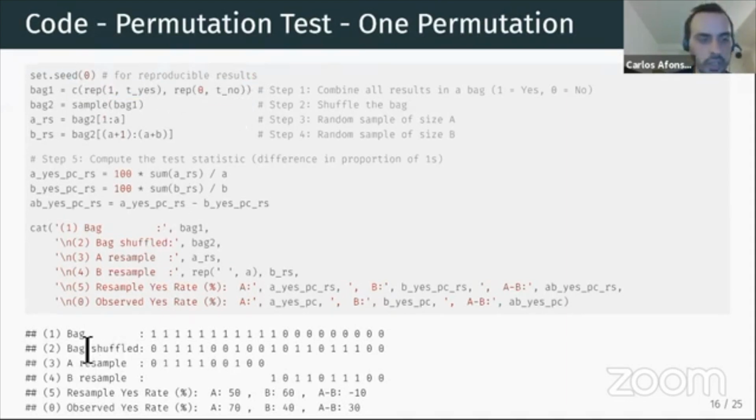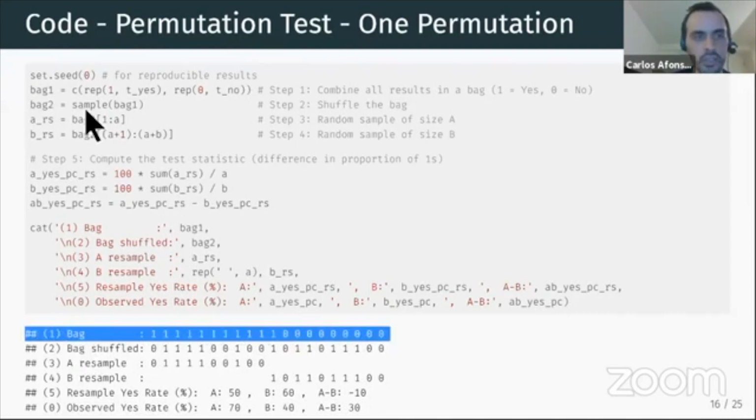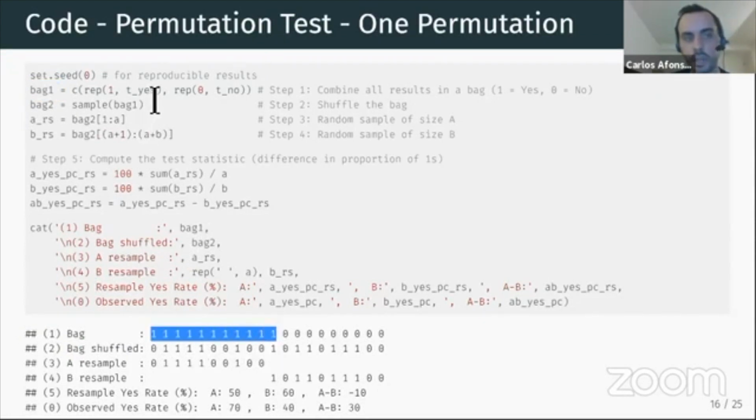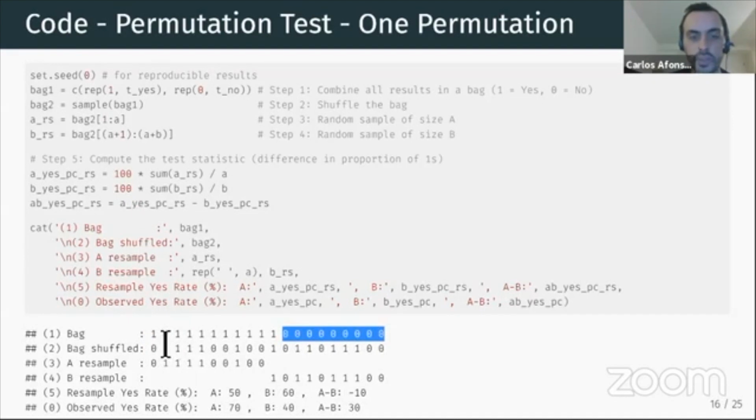Okay, and you can actually see here what's bag 1. Step 1, I'm printing it here, is a sequence of 1s, actually 11 1s, because that's the number of yeses, followed by a sequence of 9 zeros. So bag 1 is just a vector of 1s and 0s. The number of 1s and the number of 0s is determined by the A/B test result, the combined results of both A and B.